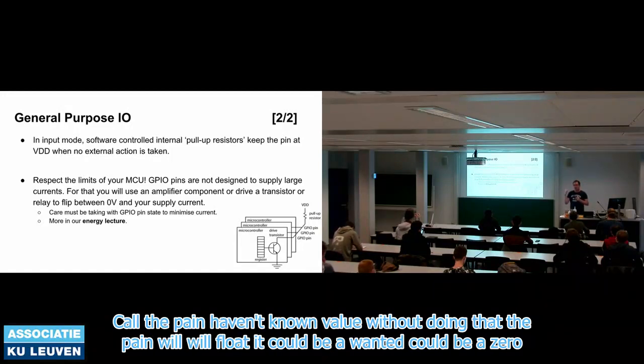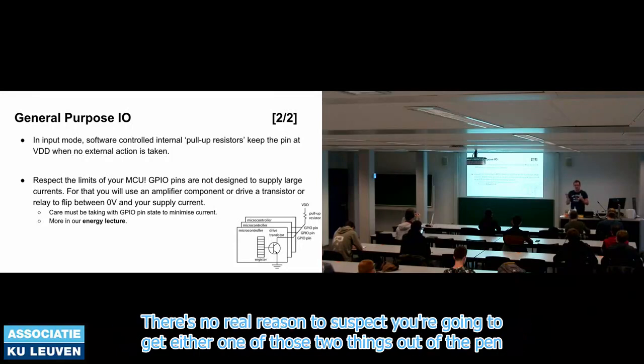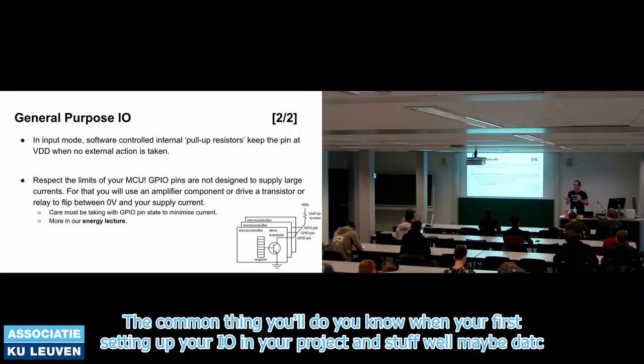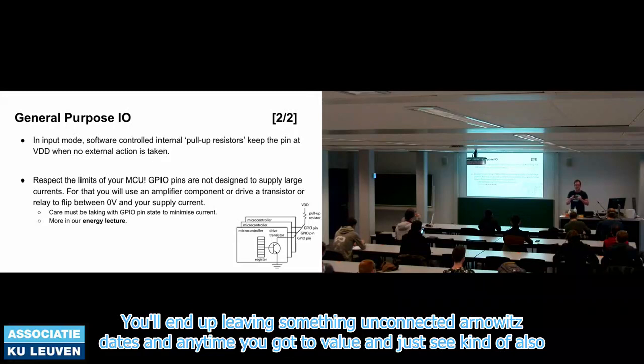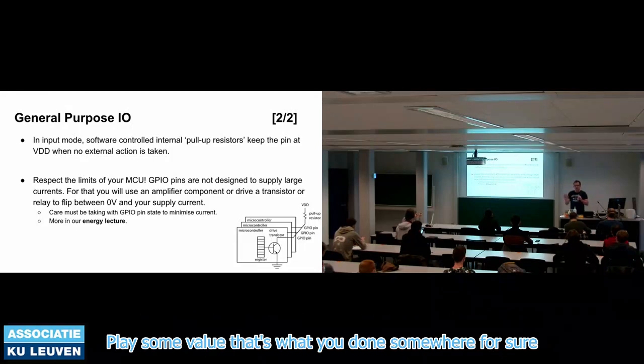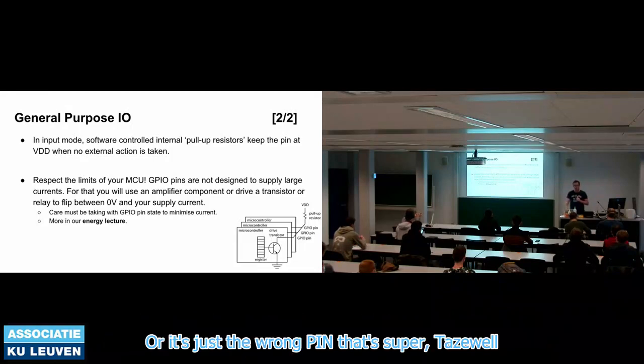Without doing that, the pin will float. It could be a one, it could be a zero. There's no real reason to suspect you're going to get either one of those two things out of the pin. It's a common thing you'll do when you're first setting up your I.O. in your project, or maybe the ADC. You'll end up leaving something unconnected or in a weird state. And any time you get a value and you just see kind of an oscillating value, that's what you've done somewhere for sure. Or it's just the wrong pin. That's super common as well.